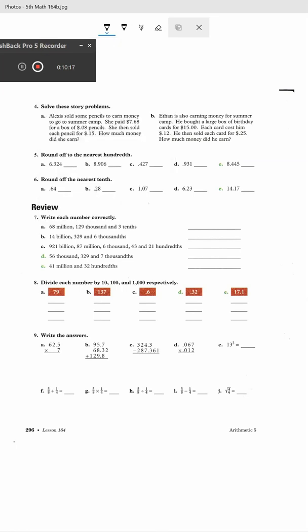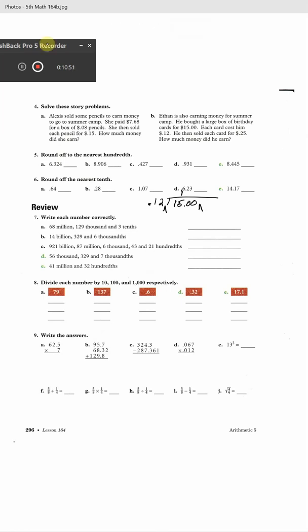Ethan is also earning money for summer camp. He bought a large box of birthday cards for $15, and each card cost him 12 cents. He then sold the cards for 25 cents. How much money did he earn? So it looks like we're going to do about the same thing. We need to find out how many cards it is first. $15, and they're 12 cents each. So I move it over twice. So now it's 1,500 divided by 12.